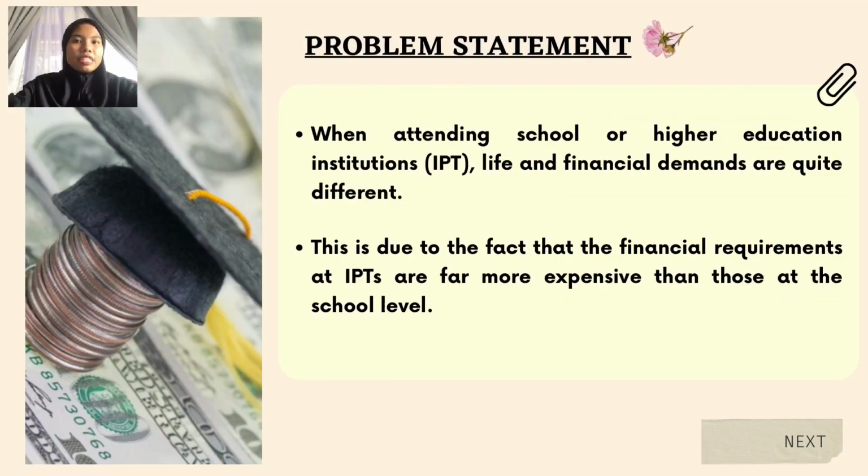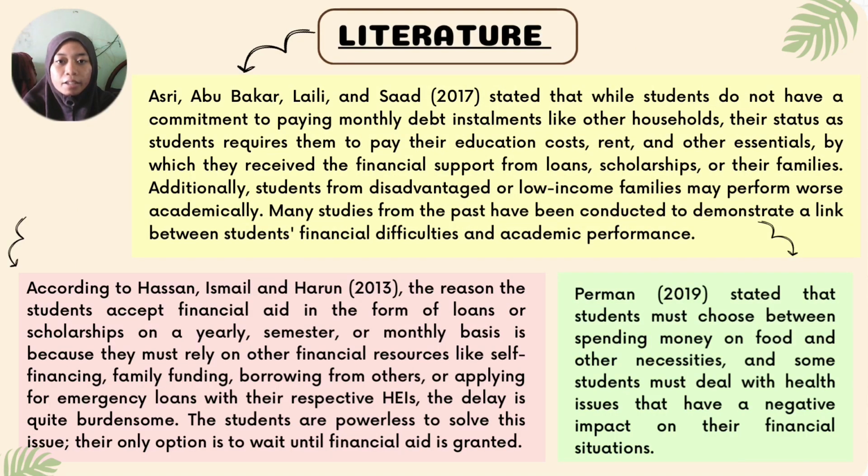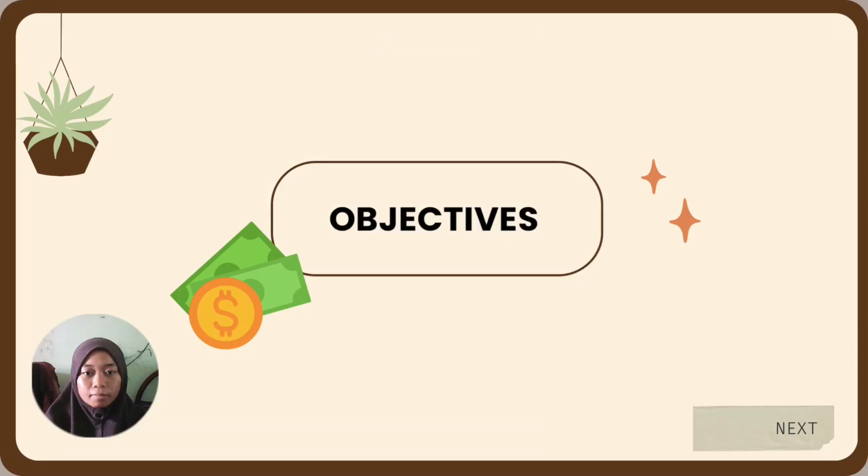For the problem statement in this assignment, when attending school or higher education, life and financial demands are quite different. This is due to the fact that the financial requirements at IPTs are far more expensive than those at the school level. This is the literature that we use. There are three of them. The first one is from Asri, Abu Bakar, Laili and Saad 2017. Next one is according to Hassan, Ismail and Harun 2013. And the third one is from Perman 2019.